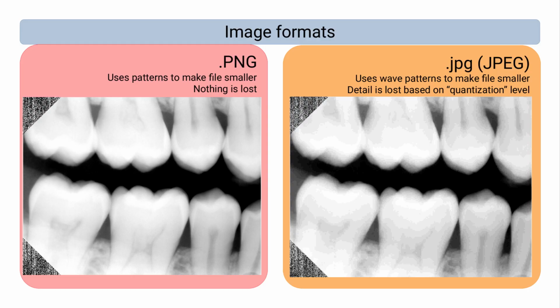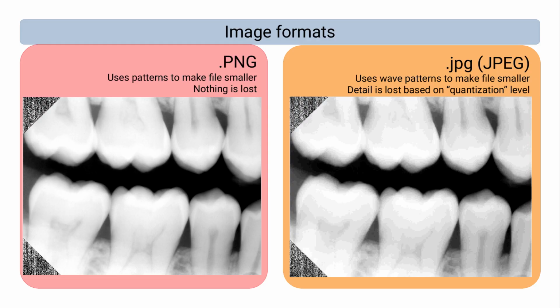So in this example, I actually really compressed the right side image. And you can see a lot of artifacts, a lot of what's called banding, kind of those waves you see in each tooth that wasn't in the original image. Those are known as JPEG artifacts.